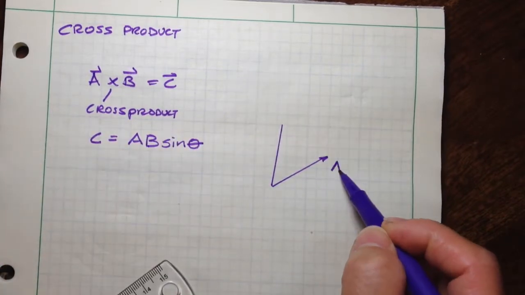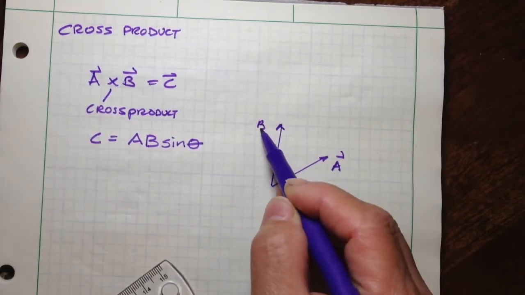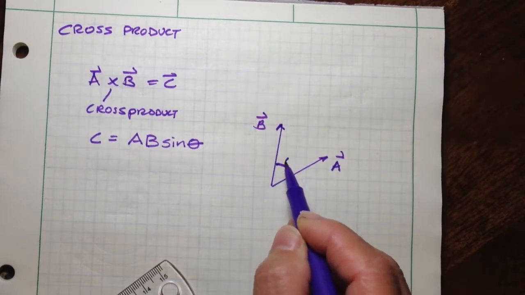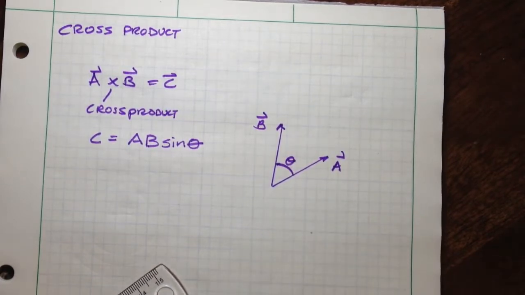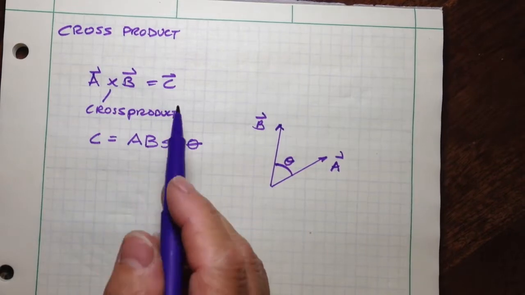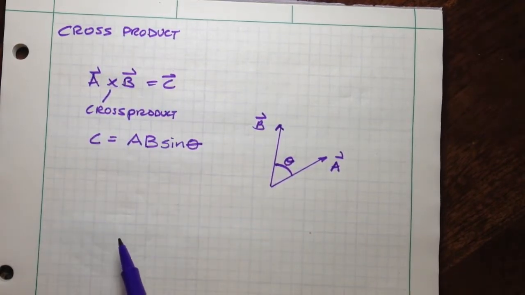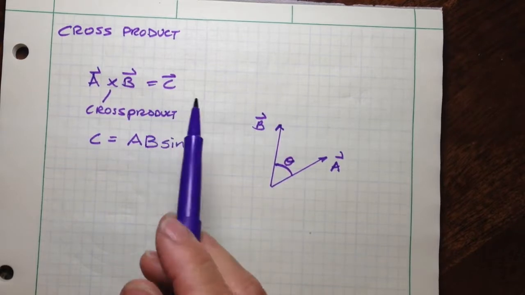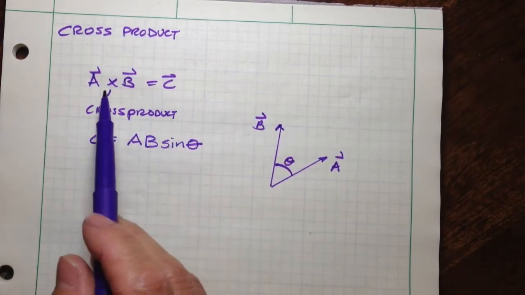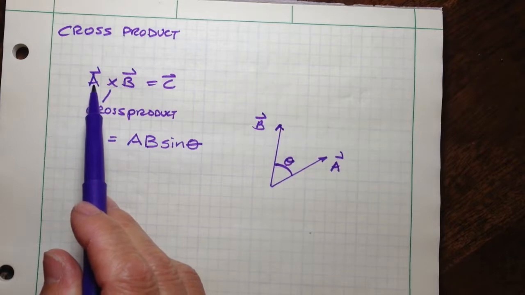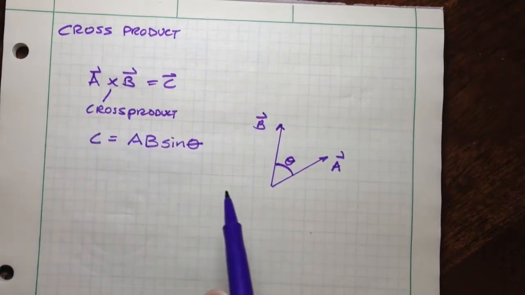So it might look something like this, where this is A, B, and this is the angle between them. This vector C has a certain direction, and it's actually perpendicular, always perpendicular, to the plane that contains vectors A and B.